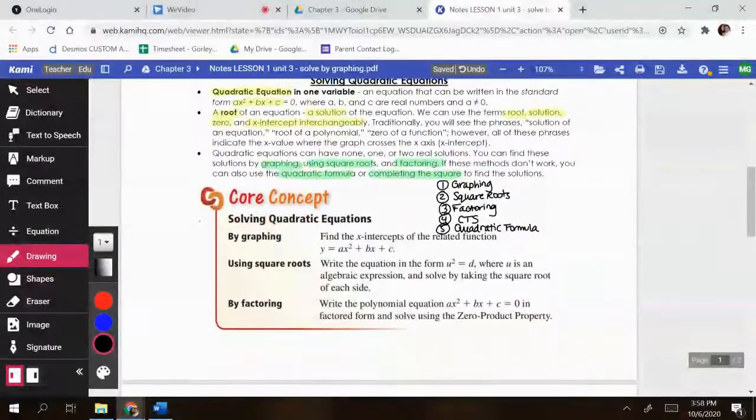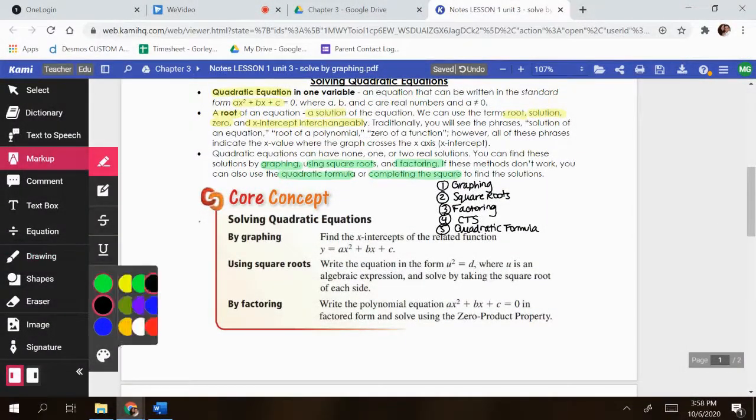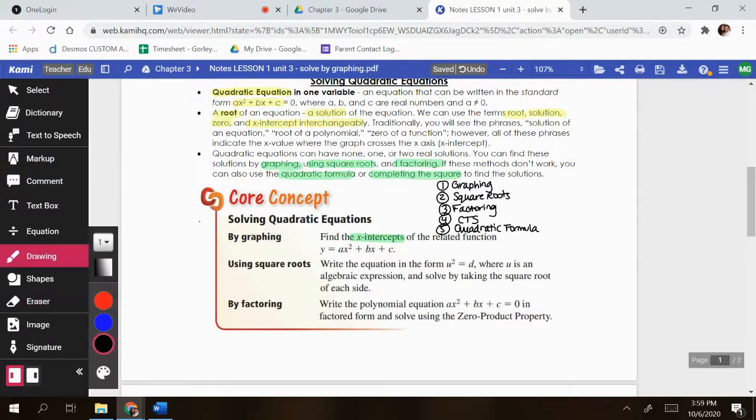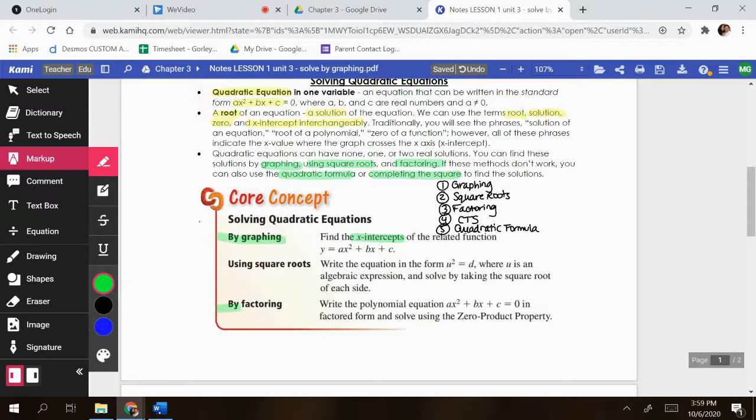So core concept, it says by graphing. If we're solving it by graphing, keep in mind that I just need to find the x-intercepts. That's it. If we're using square roots, we want to write the equation in the form u squared equals d. We're going to get to this a little bit later. Okay, so we're not going to focus on this one today. And then by factoring, write the polynomial equation, ax squared plus bx plus c equals 0 in factored form and solve. So we'll talk about that a little bit more today as well. So our goals today is really to go over how to solve by graphing and by factoring.